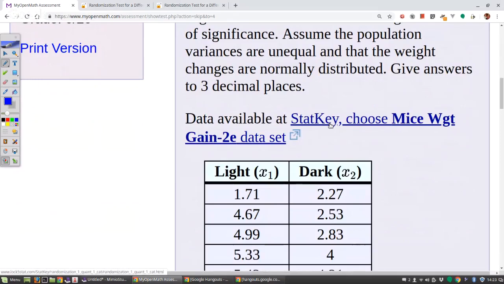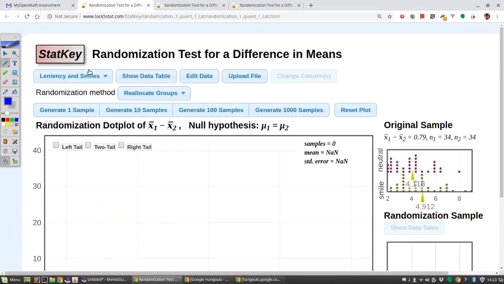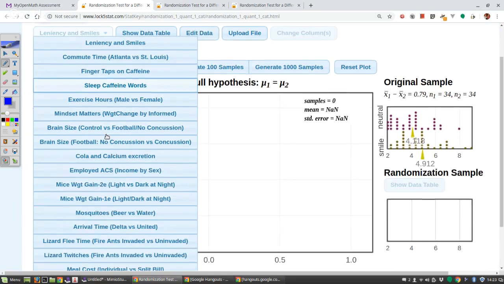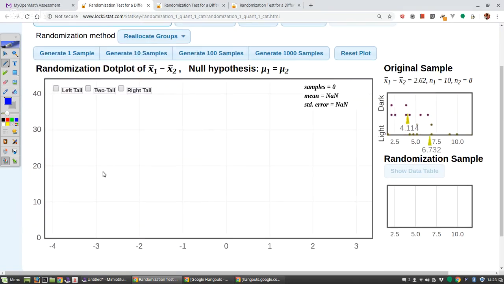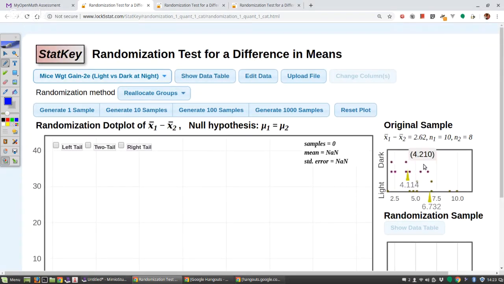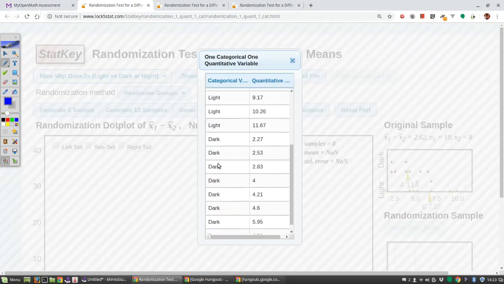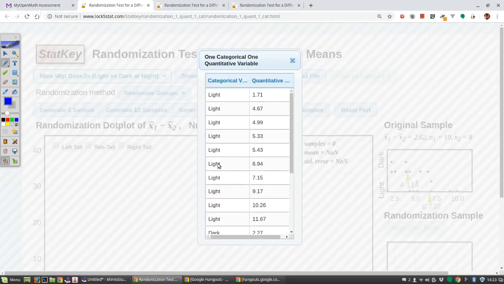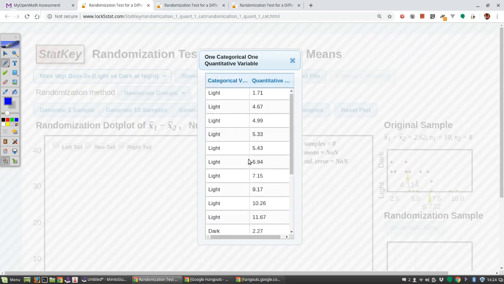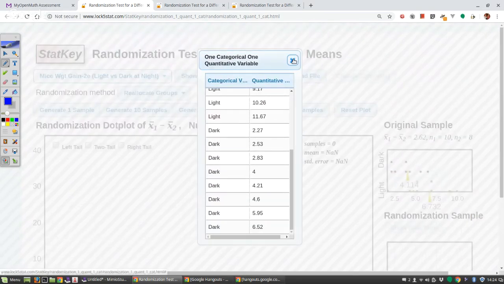This data is available in StatKey. And we just have to switch from smiling to, and I think I recommended, weight gain second edition. And the light is given first because it's at the bottom of the chart over here on the original sample. Looks like the average difference light minus dark was 2.62. And the table gives the light data first and the dark data second. So something to keep in mind, if you do want to use a difference in means for independent samples in StatKey, if you paste data in, it has to be in this format here, where you have a label for each quantity. And there's 2 labels, 2 different groups.